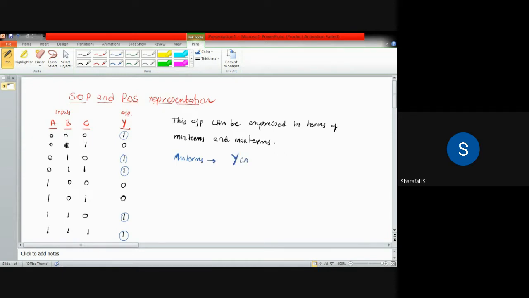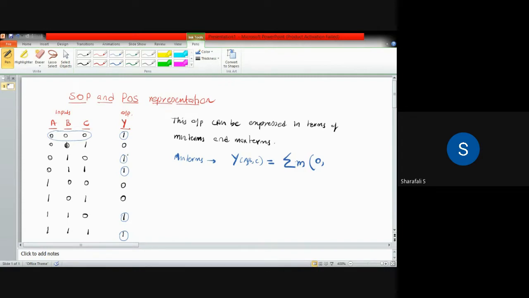Y of A, B, C, if your variable is ABC, A comma B comma C, will be equal to, in terms of min terms, so you have to use sigma, that is for summation of products. Okay, sum of products. So we have to use the summation symbol here, and small m, that is for min terms, and the corresponding values. So this is 0, 0, 0. Okay, input 0, 0, 0. So we will be having the corresponding decimal position, which is equal to 0.